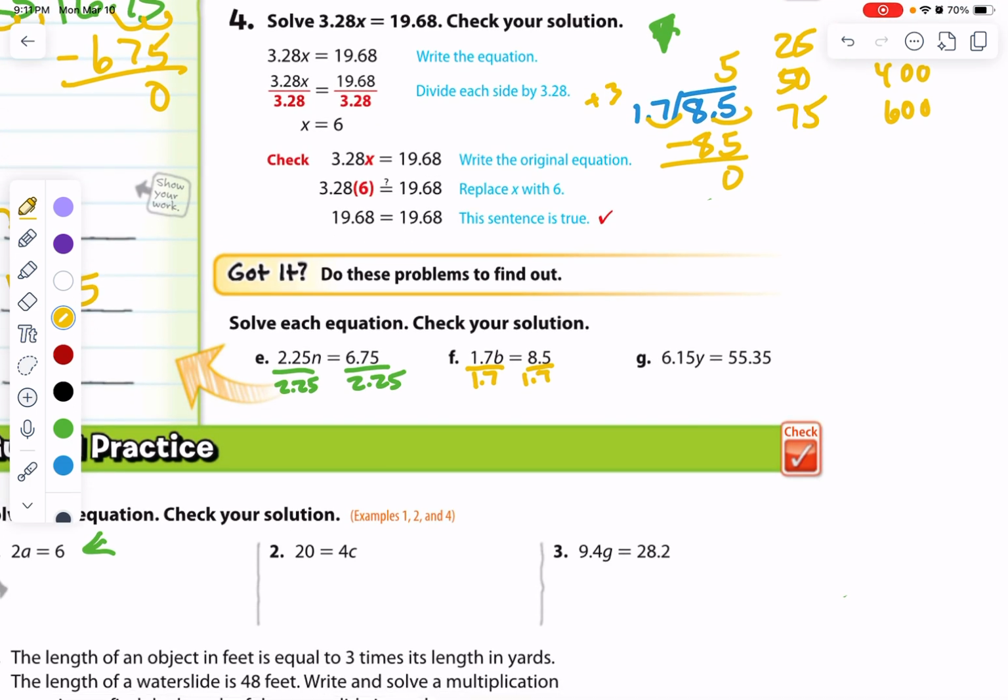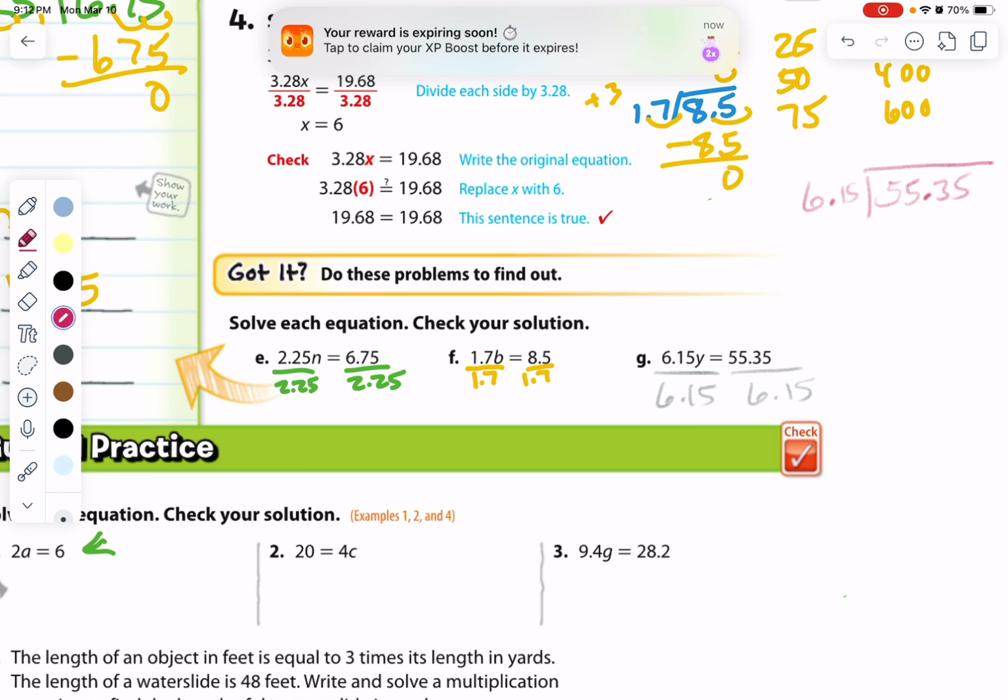Okay, one more, and then we'll go back to some easier ones. Don't get too comfortable, though. So we are dividing by 6.15. Let's set that up. 55 and 35 hundredths divided by 6 and 15 hundredths. But we cannot have a decimal in the divisor.